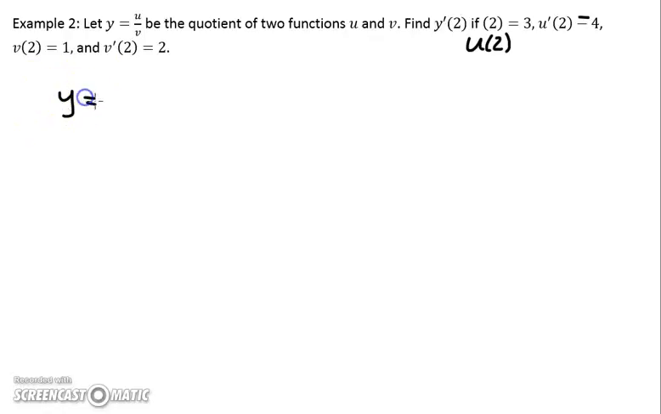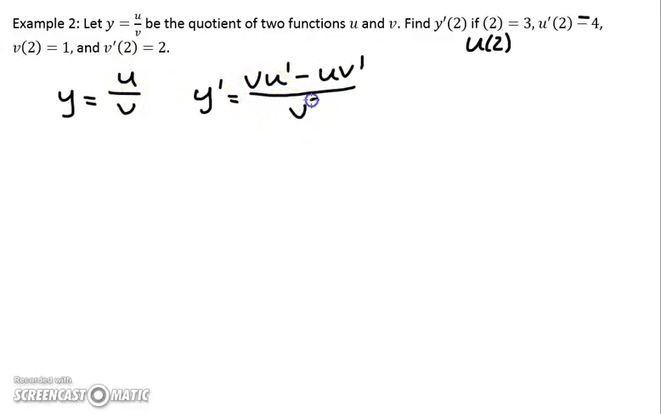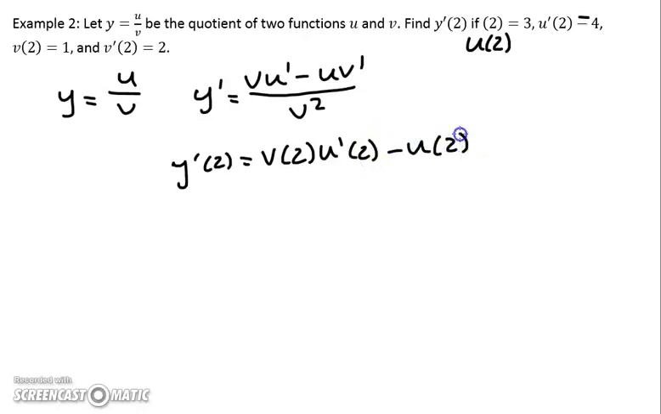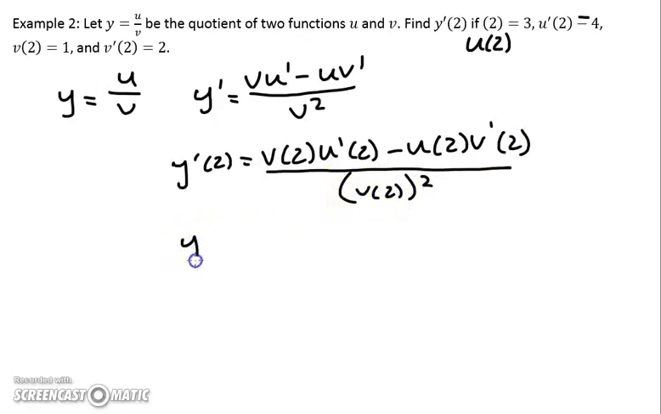So if we start with y equals u over v, we know the derivative y prime is going to be v u prime minus u v prime. So the bottom times the derivative of the top minus the top times the derivative of the bottom over v squared. And now we just have to plug in 2. So y prime of 2 is equal to v of 2 times u prime of 2 minus u of 2 times v prime of 2 all over v of 2 squared.